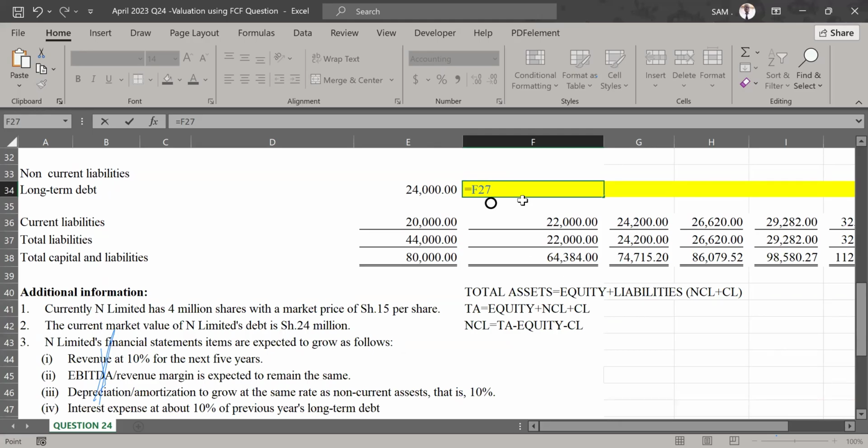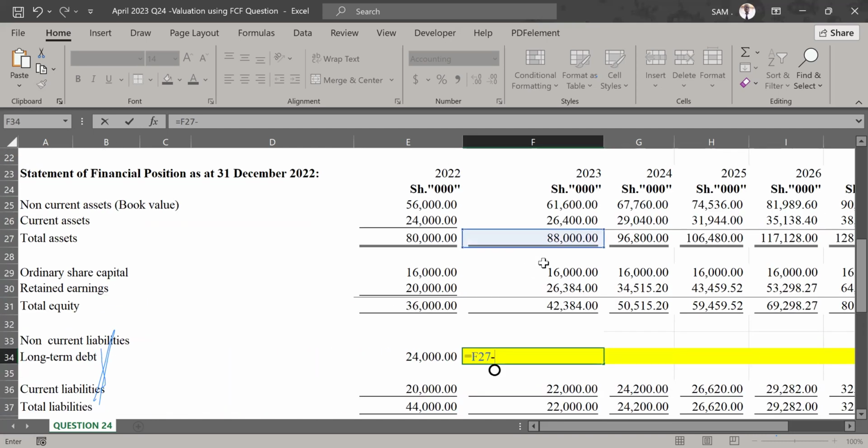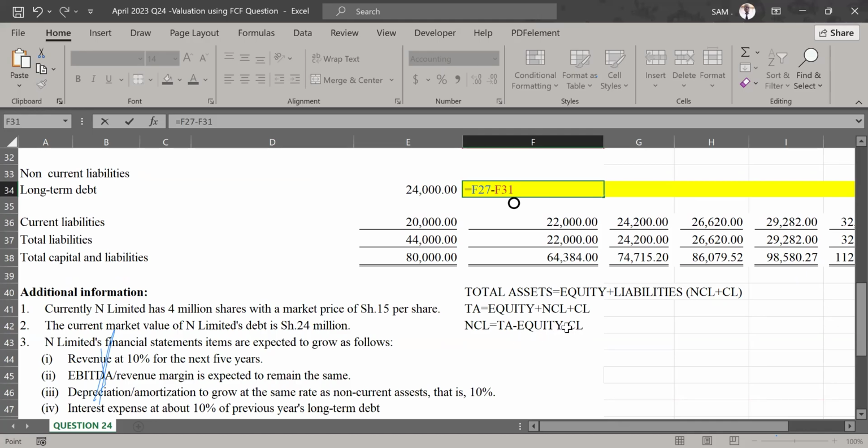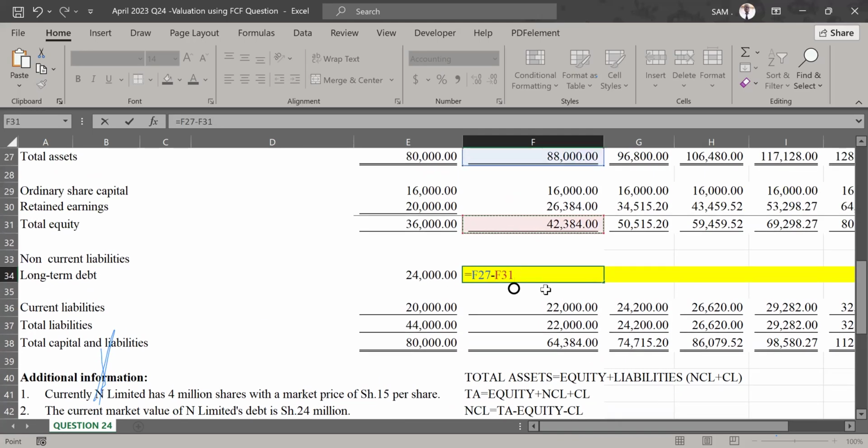Then I'm subtracting total equity. Where is total equity? Total equity is here. I'm subtracting the 42,384. Then I also go to the next part and then we deduct what? Current liabilities. So come here and say less current liabilities. Where is current liabilities? Current liabilities is here. So that is the 22,000. I do that like that. Once I do that, I'm set. I'm going to get long-term debt for 2023.